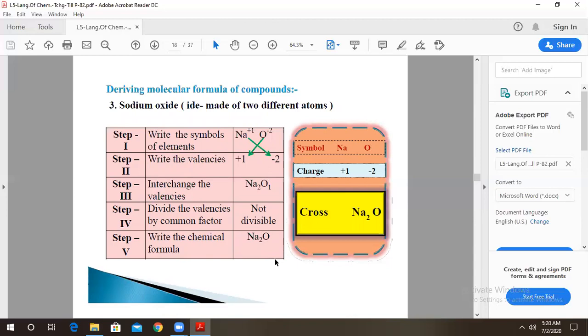Next one, sodium oxide. Solve it on your own now. Go by the step-by-step process. Sodium is monovalent, that is +1 charge. Oxygen is divalent, O minus minus. Very good. Let's go towards the next problem.